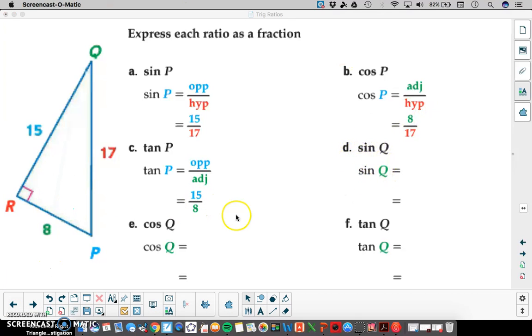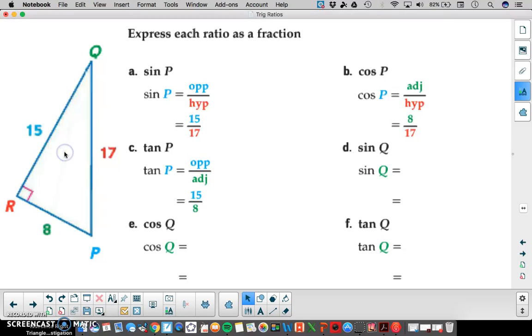Now for sine, cosine, and tangent of Q, I need to identify from Q what the opposite side will be and the adjacent leg. The opposite side from Q is 8. The adjacent side to angle Q is 15. Now, the 17 is also an adjacent side to angle Q. However, when we look at adjacent, we mean the adjacent leg of the right triangle.